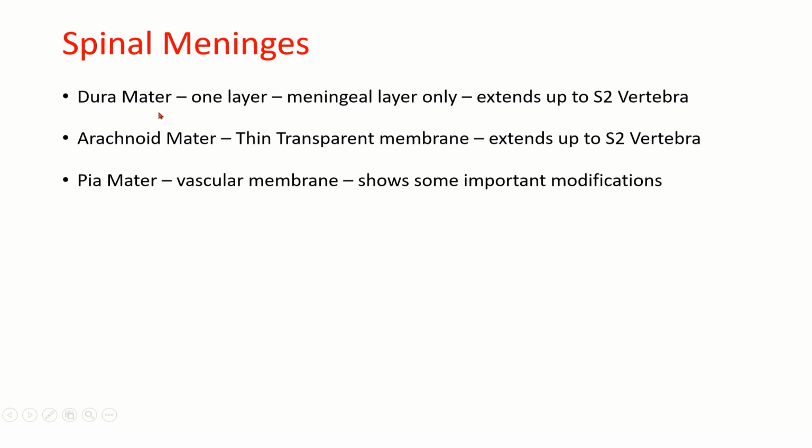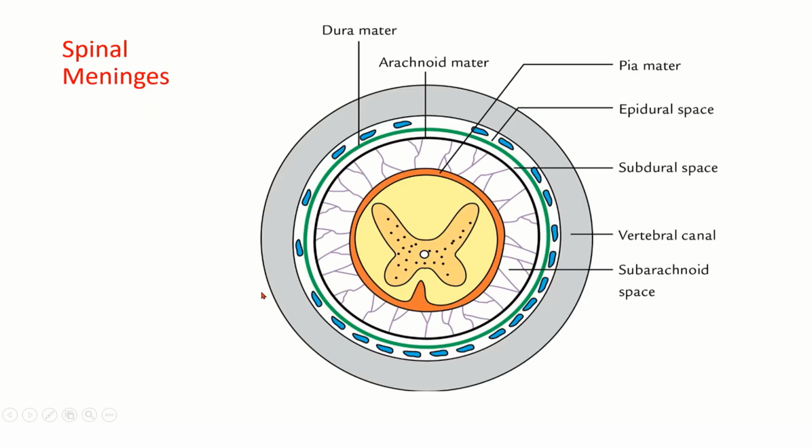Spinal meninges again are three. Dura mater: the difference is that here there is only one layer, the meningeal layer. It extends up to the S2 vertebra, the second sacral vertebra. Arachnoid mater is a thin, transparent membrane that also extends up to the S2 vertebra. Pia mater is highly vascular. It shows some important modifications like this.